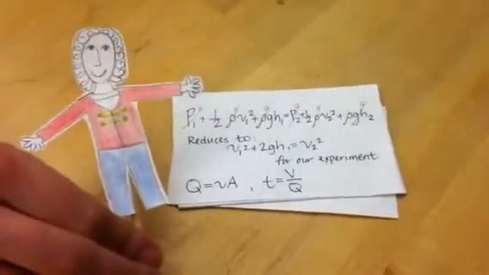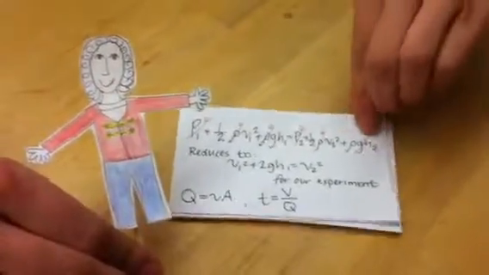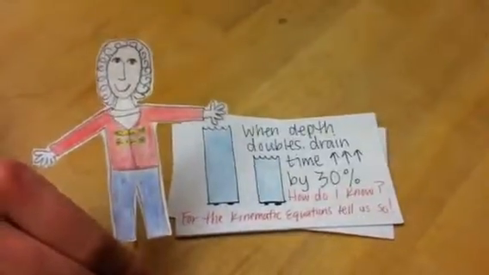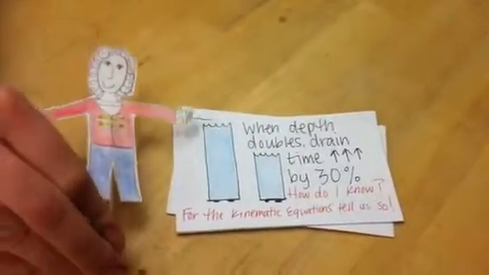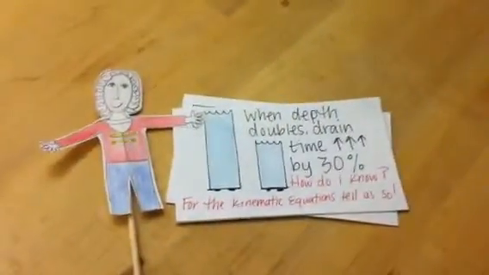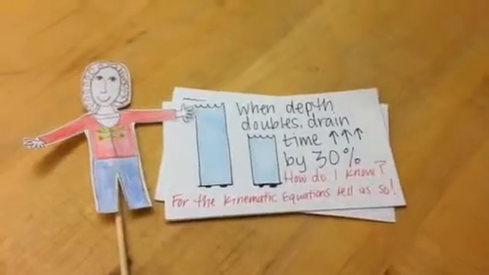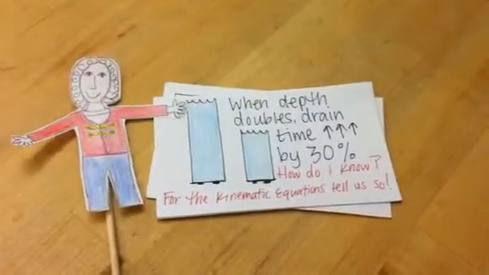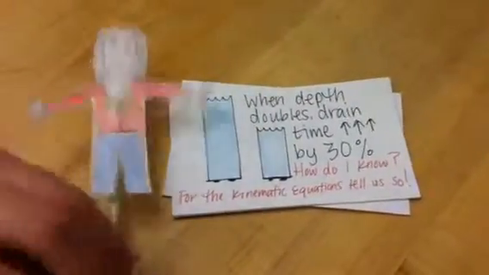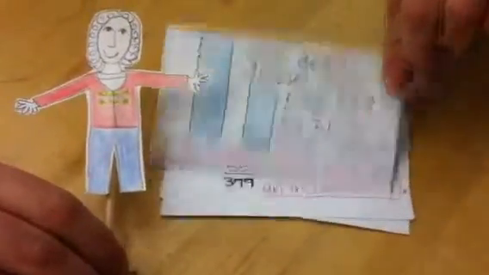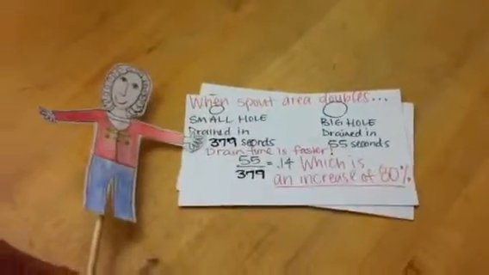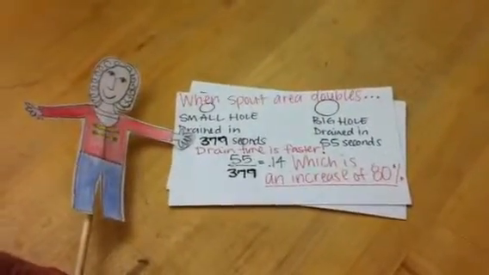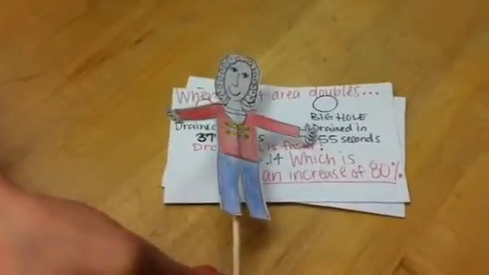What would happen to the drain time if the depth doubles? Well, John, drain time increases by about 30%. We found this using our data through the use of kinematic equations. What happens if the spout area doubles? Well, we found that the drain rate increases by about 80%. We found that the small hole drained at 377.75 seconds to 55.7 seconds.